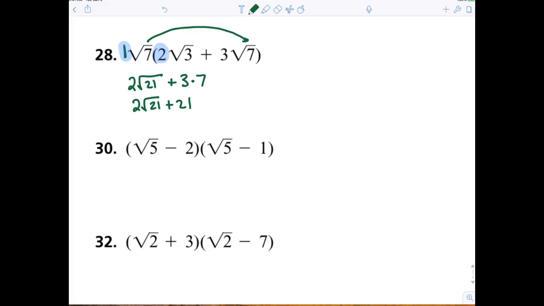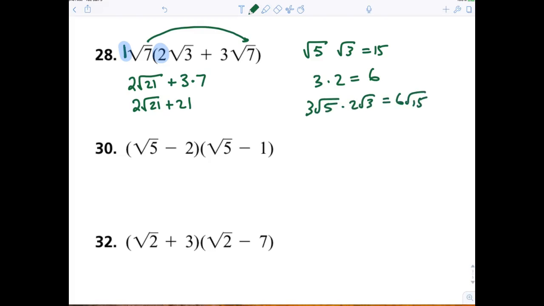Yeah, you can't multiply them. So, like, here's what I'm trying to make sure you guys heard me on. If I say the square root of 5 times the square root of 3, that would be what? 15. If I say 3 times 2, that would be what? 6. If I say 3 radical 5 times 2 radical 3, that would be 6 radical 15. Because I'm multiplying radicals together to get a radical. I'm multiplying numbers together to get the number. Jake, did that answer your question? Ben, did I answer your question?